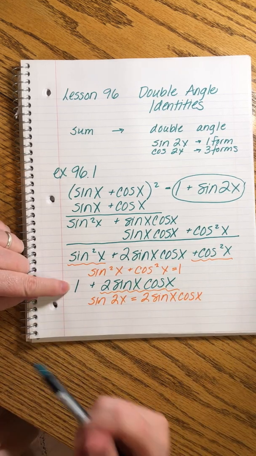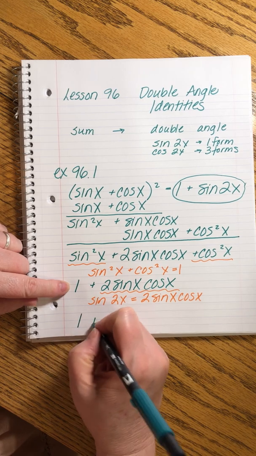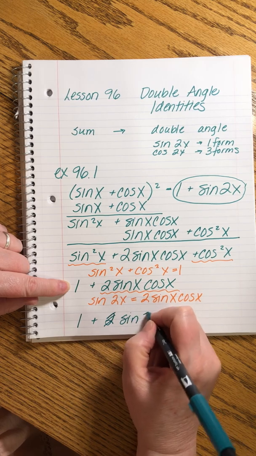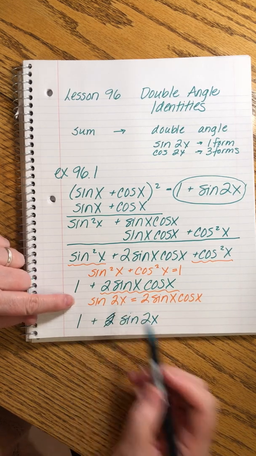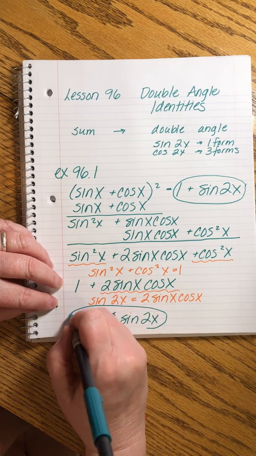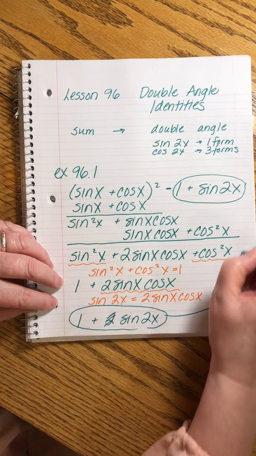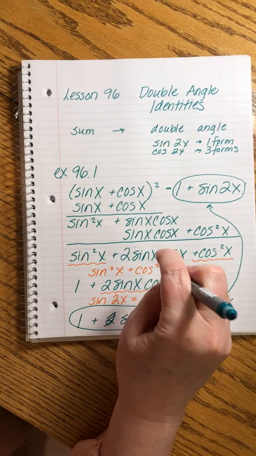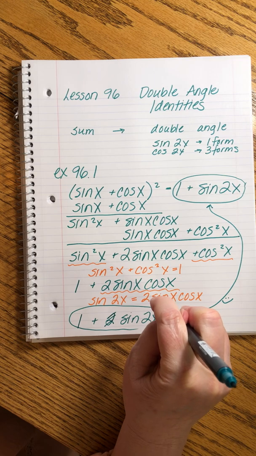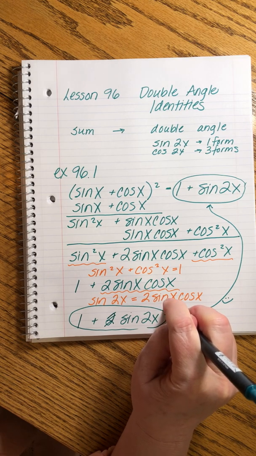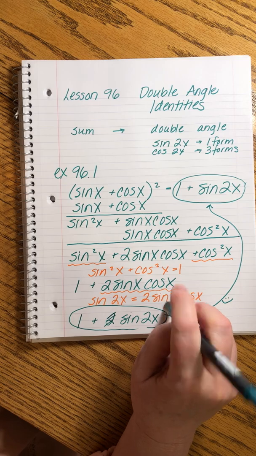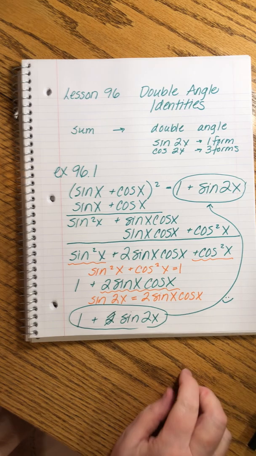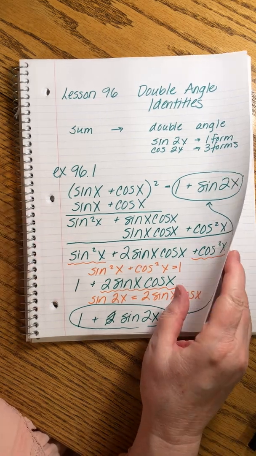Now, that means I can change this according to this identity, and I have 1 plus the sine of 2x. I just wrote it wrong, right? This now equals that, and we did it. Okay, so we used a Pythagorean identity, and then we used a double angle identity that we derived on paper from our sum and difference identities. That's the magic of how more advanced identities work.